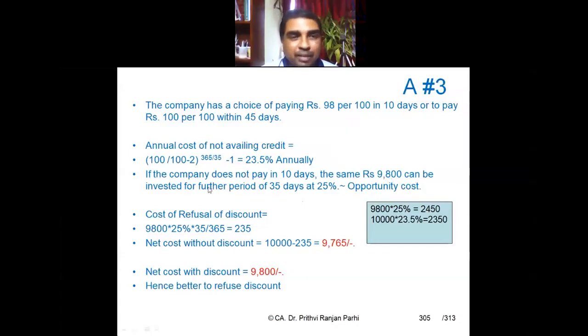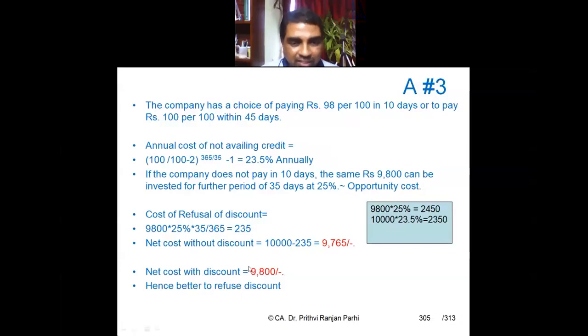9,800 rupees can be invested further for a period of 35 days at 25% interest. That is the opportunity cost. The cost of refusal of discount is calculated like this: 9,800 into 25% for the remaining 35 days, it comes to 235. The net cost of discount will therefore be 10,000 minus 235, 9,765.